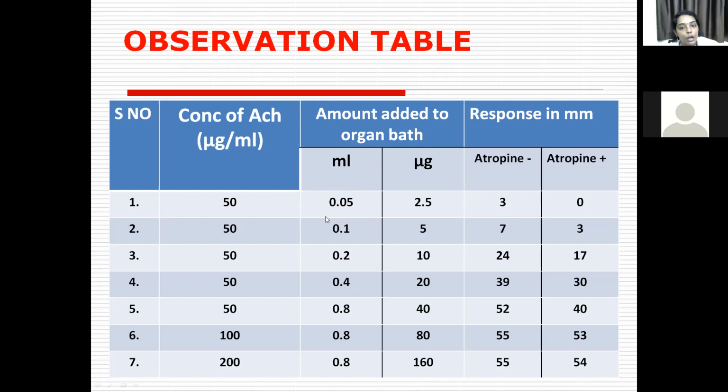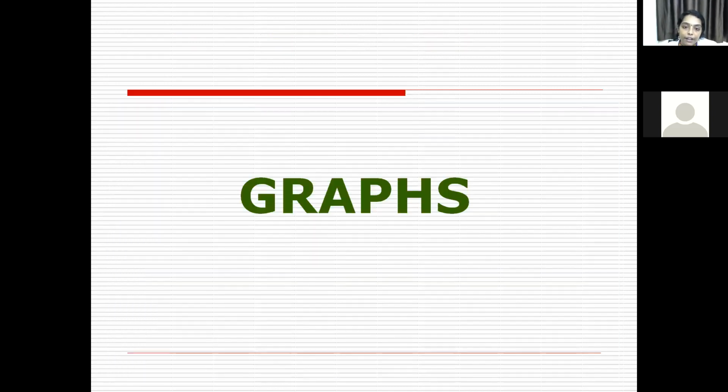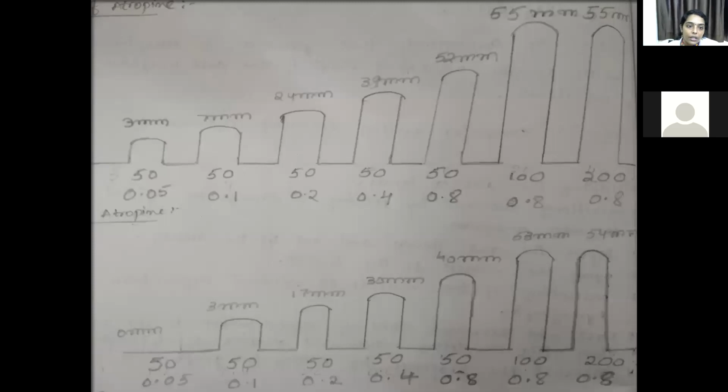And then you will plot the response of acetylcholine on the rat ileum, how much the rat ileum is contracting to the acetylcholine. See, acetylcholine is a parasympathomimetic. So it will increase the contractility of the rat ileum. So if you see the graph, see this will be the first dose.